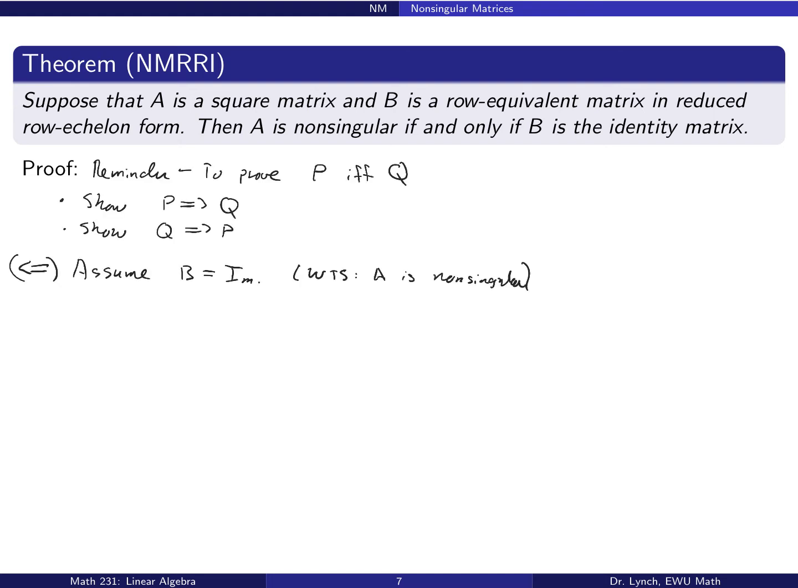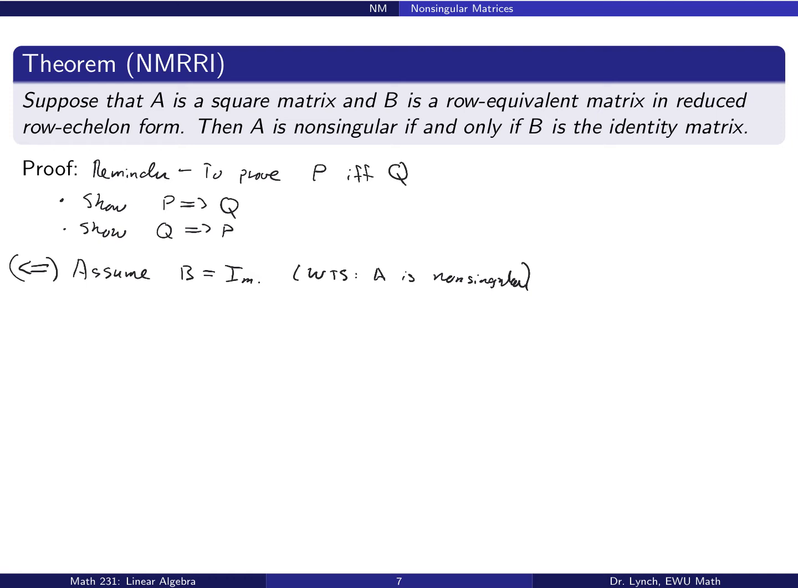A quick reminder on proofs of if and only if theorems. To prove the statement P if and only if Q, we must show that truth of P implies truth of Q, and that truth of Q implies truth of P. So we'll start off with the second statement in this case, assuming truth of Q. The statement Q is that the reduced row echelon form of A is the identity matrix. We want to show that A is non-singular.